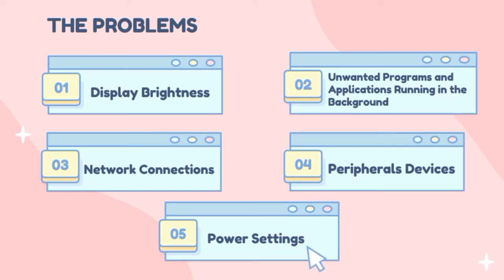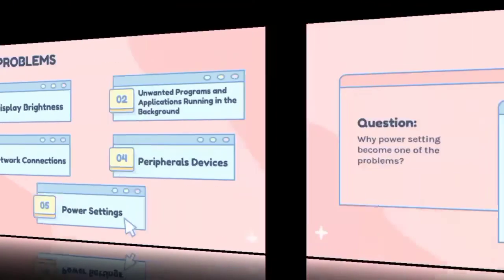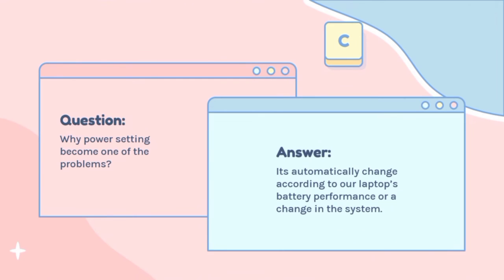Last but not least is power settings. Power setting becomes one of the problems because it automatically changes according to our laptop's battery performance or a change in the system itself.